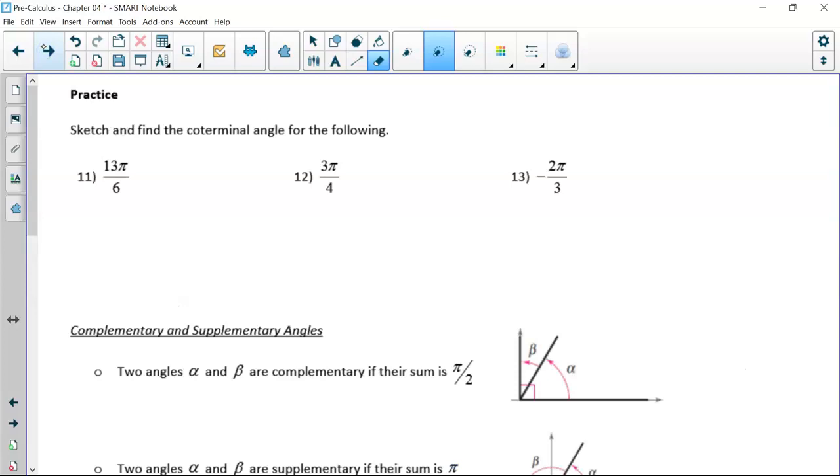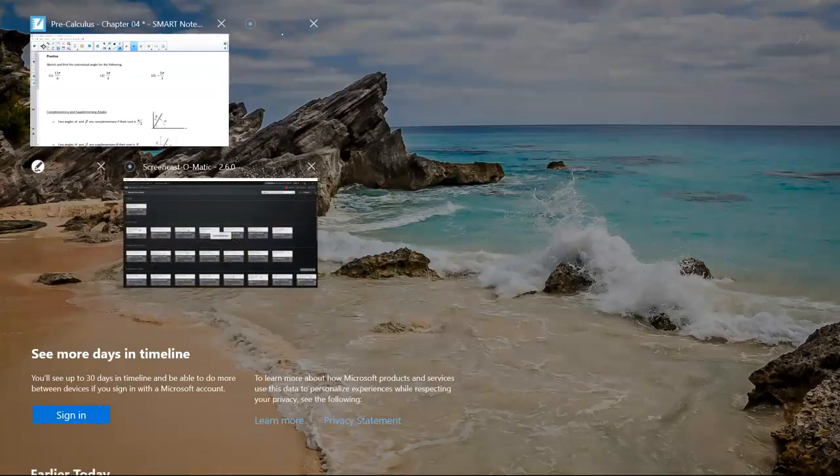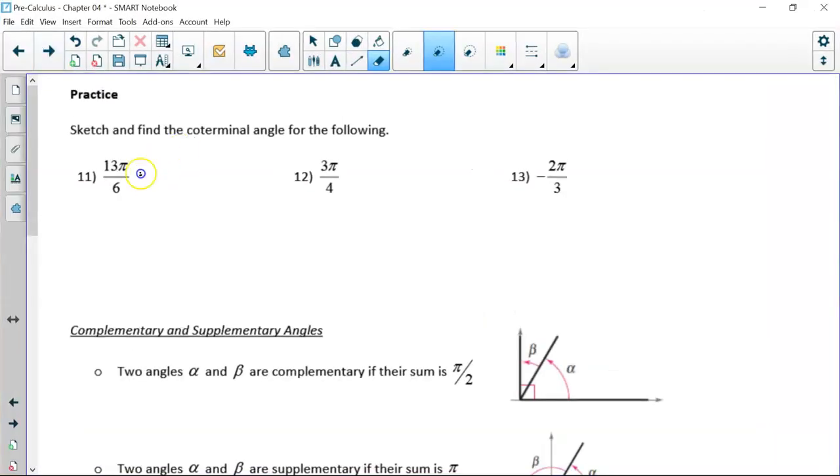Now, looking at this, we're going to sketch and find the coterminal angle for the following. We're going to find a positive and negative coterminal angle. So now, looking at this, 13 pi over 6. Now, 13 pi over 6 is the same as 12 pi over 6 plus pi over 6. So that 12 pi over 6, that's one full circle. That's 2 pi plus pi over 6.